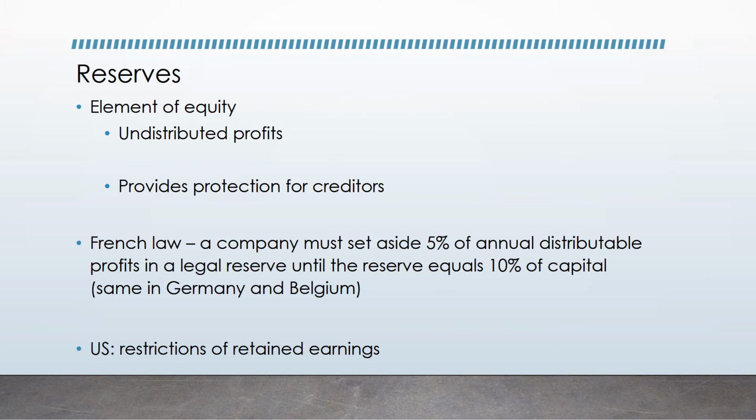So under IFRS, reserves are an element of equity. It can refer to undistributed profits, and in some cases, it is intended to provide protection for creditors. So for example, under French law, a company has to set aside 5% of annual distributable profits in a legal reserve until the reserve equals 10% of capital. So in other words, a company can't take its equity and distribute it all in the form of dividends. There is X amount that they have to leave in the business in order to protect the creditors. So this is also the same in Germany and in Belgium.